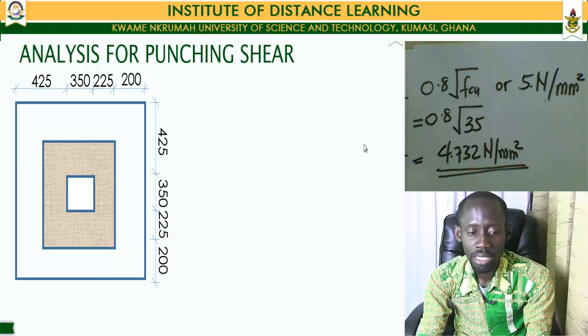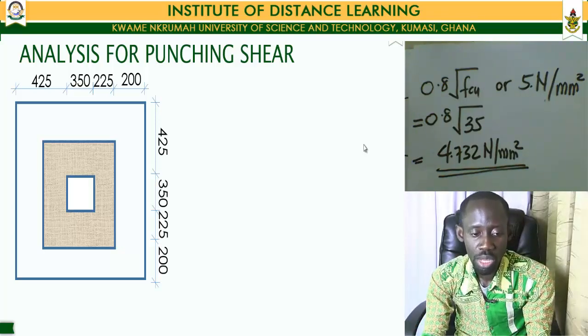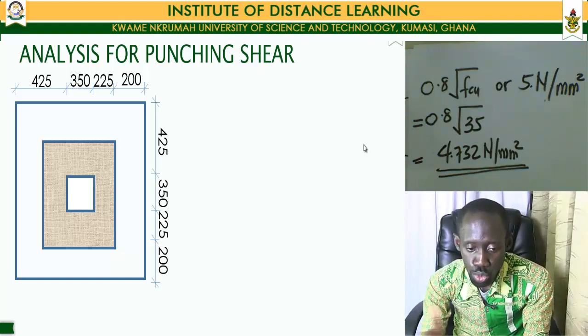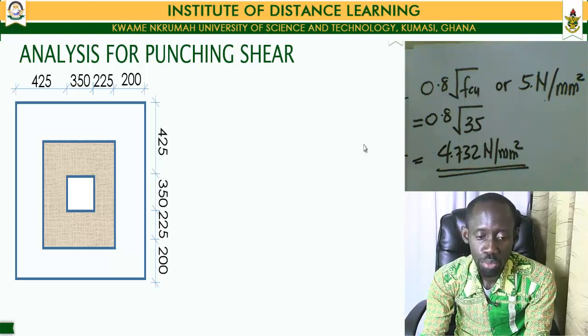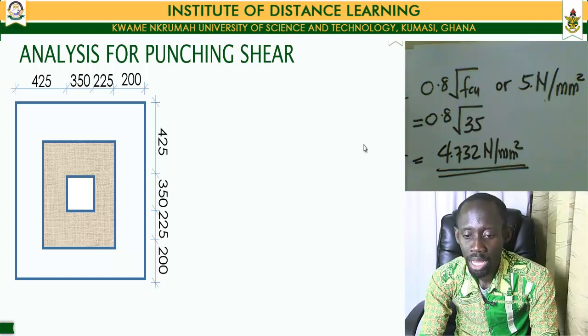And when it comes to our punching shear value, it is not just calculated on one side of the pad foundation. It is calculated around the column. So we measure a distance of 225 on all the sides of the column. Then the distance from that point to the edge would be used in calculating the punching shear value of our pad.